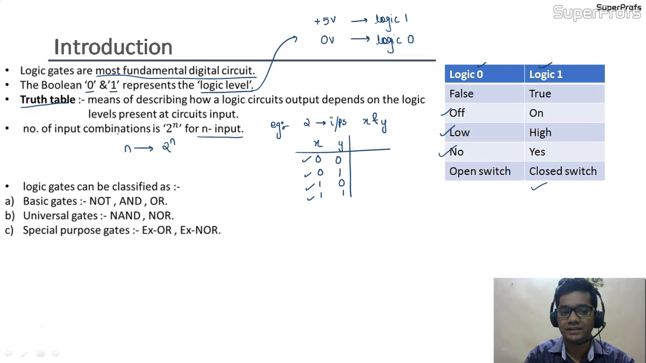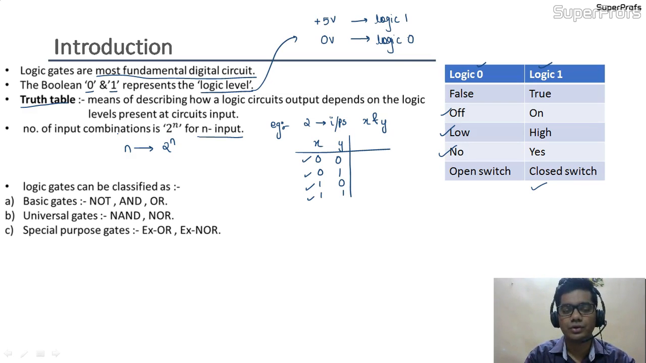Moving ahead, we are going to see that logic gates can be classified as basic gates. In basic gates, there are 3 types of gates. First is the NOT gate, second is the OR gate, and third is the AND gate. The second type of gates are universal gates, that are the NAND gate and NOR gate. Why are we calling NAND and NOR gates universal gates, students? Because from NAND and NOR gates we can derive any kind of gates.